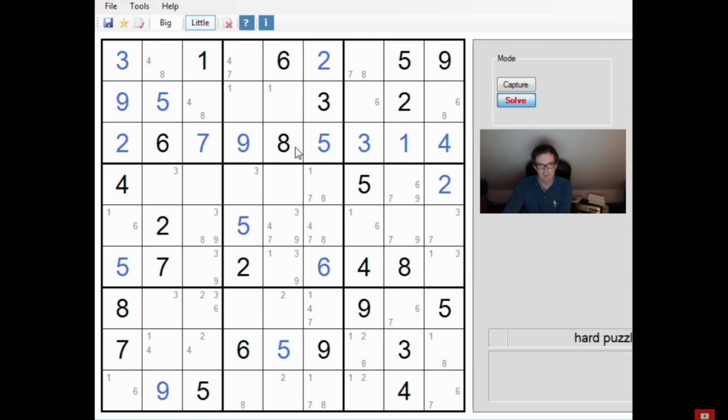I think I'm going to have to enter even more pencil marks in just to try and get something else going on. Let's try up here. So 1, 4, 7, 1, 4, 7, 4, 7. That's no use. Let's try the rest of column 4. What do we need? 1, 3, 4, 7, 8.